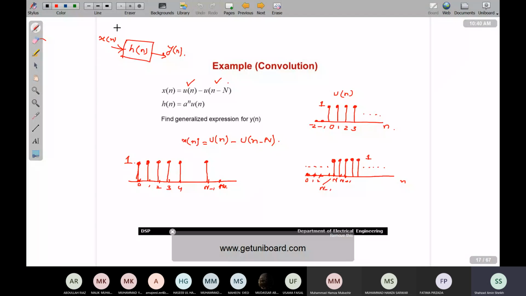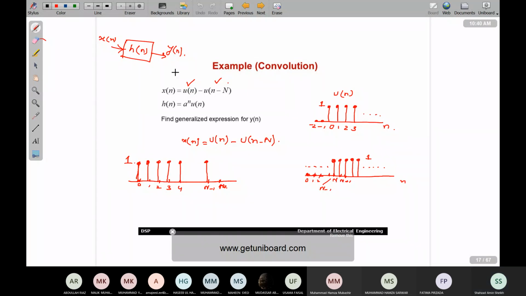Okay, so now this is the second example. One example we did last time. So x of n is equal to u of n minus u of small n minus capital N, and h of n is equal to a raised to power n u of n. So this is the situation that we are interested in now. x of n is being shoved into a system which has impulse response given by a raised to power n u of n, and we are interested in knowing the generalized expression for y of n.